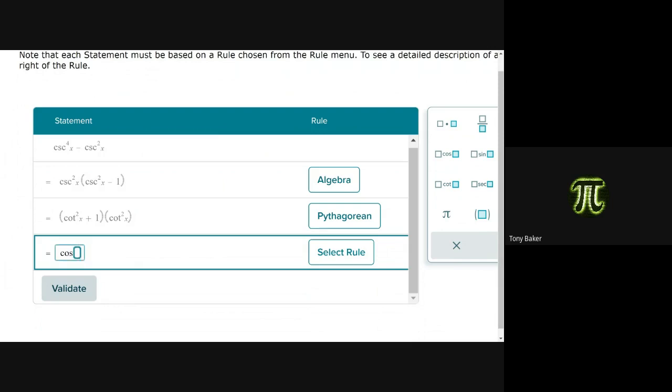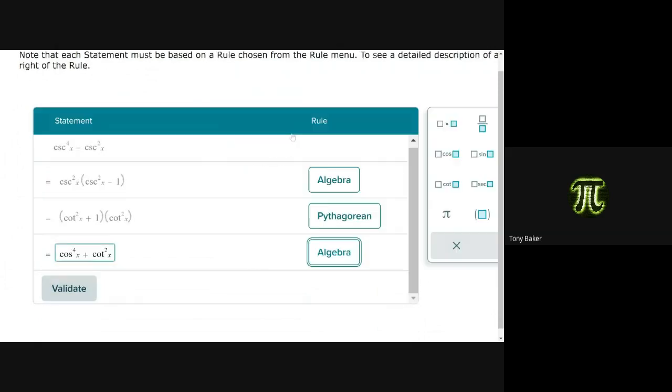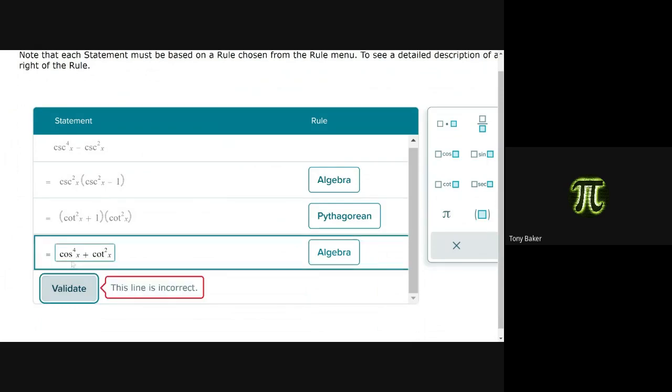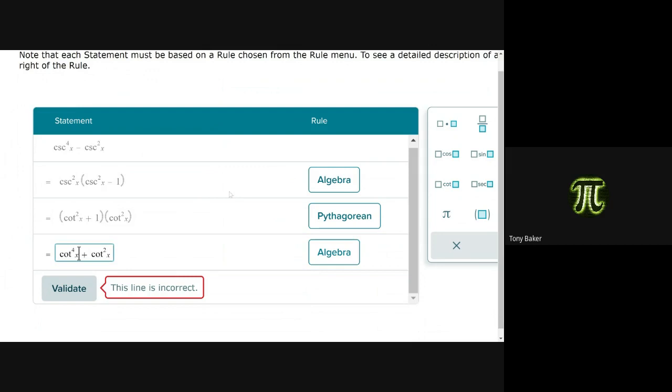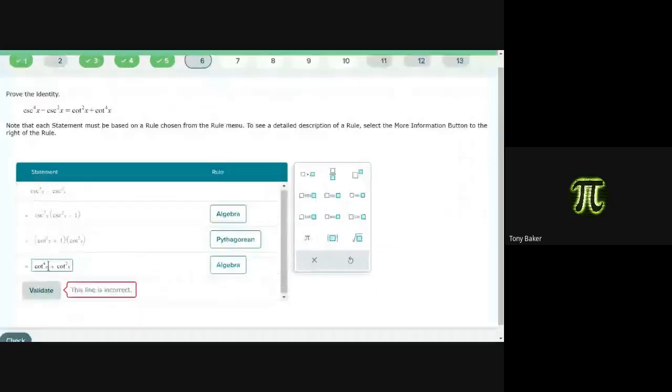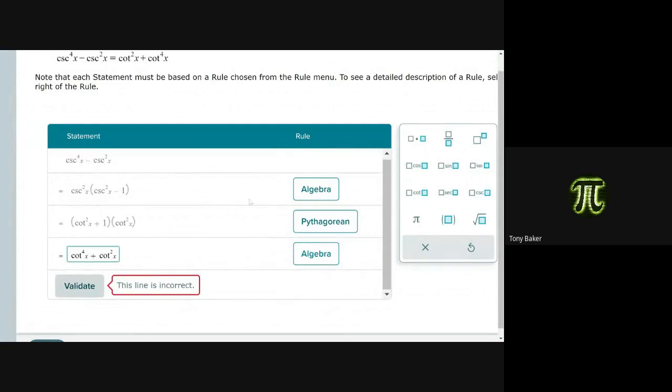And then the last step was, so actually I'm going to show you. I'm going to screw this up on purpose. And we did algebra, validate. This line's incorrect. I just typed cosine instead of cotangent. But the same when you're doing the topic, it's the exact same if you're doing the topics. I'm sorry, I'm doing it not in the topic, but yes, it's the same.